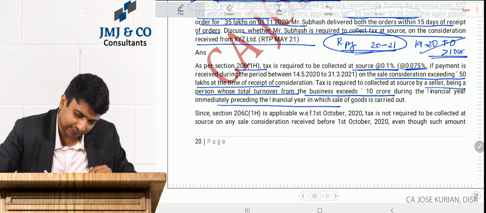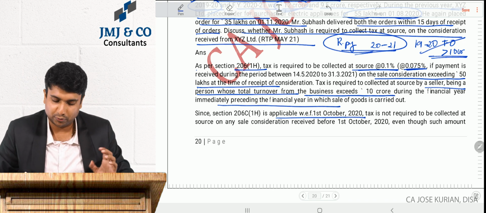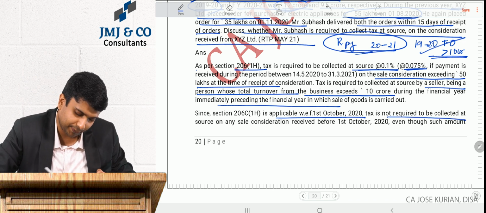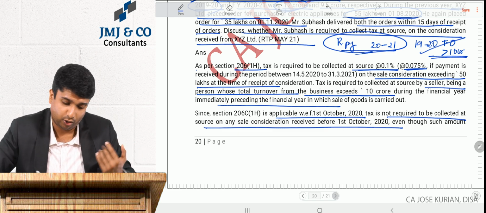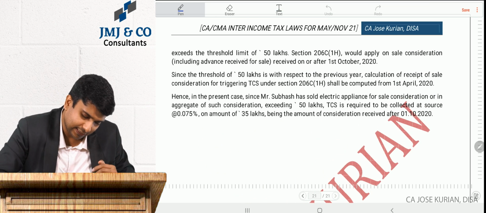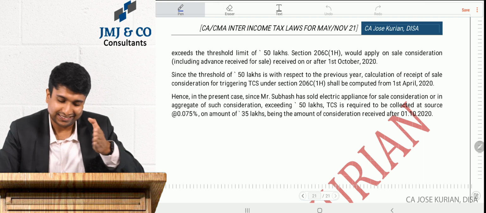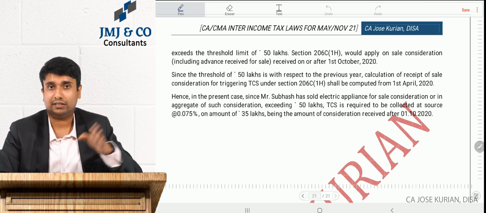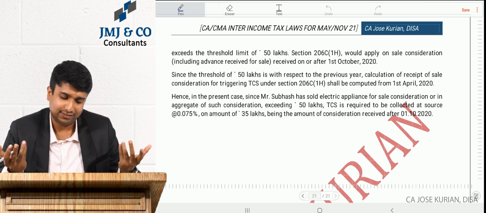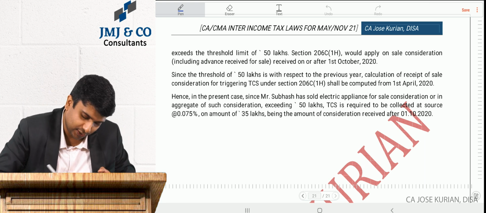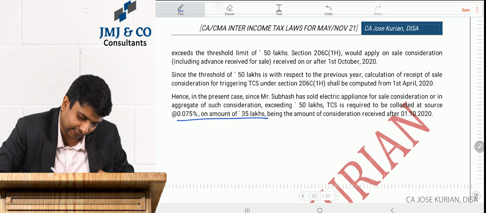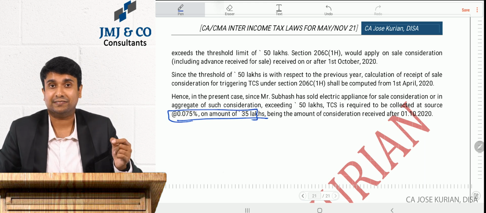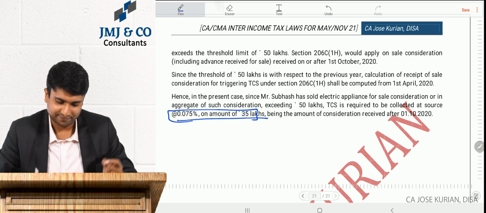Now, here the effective date is only from 1st October 2020. So TCS is not required to be collected on sales which happened before 1st October 2020. Obvious. And here that 55 lakhs sale happened before 1st October 2020 and hence TCS is not required to be collected. So TCS is required to be collected only on that 35 lakhs at the rate of 0.075% and that is the final answer. Alright, hope this is clear.